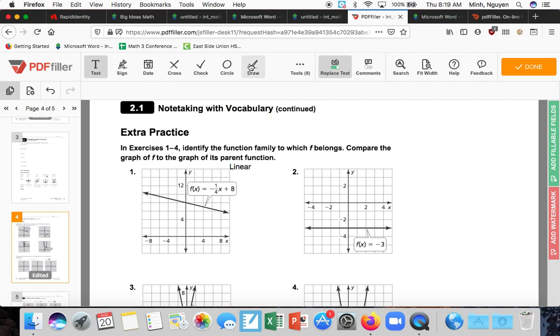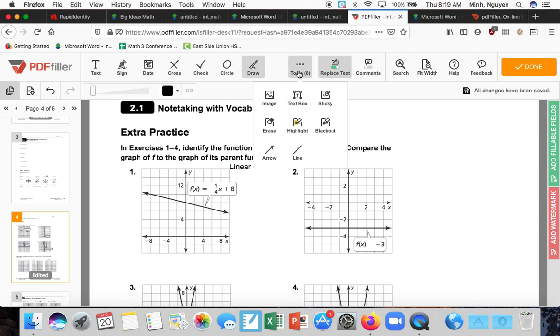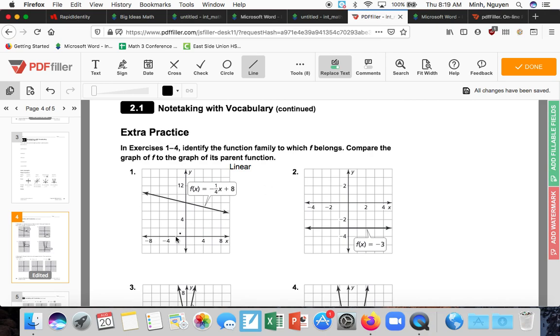So the parent function is, boom, something like that. Probably should have started over here. So looking at this, sorry, pretend that's a straight line.